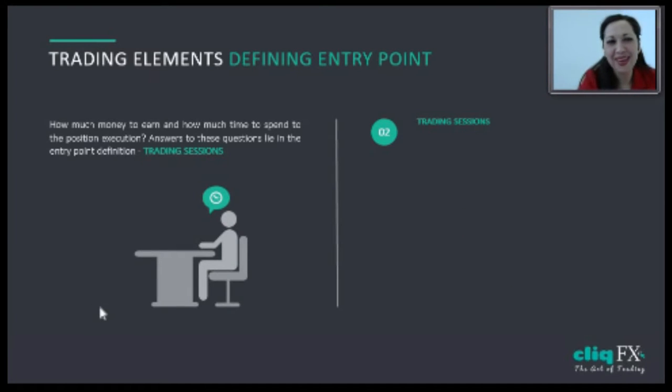Let's move on. Now we'll talk about how to define the entry point due to the trading elements.